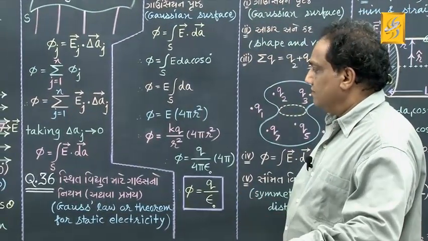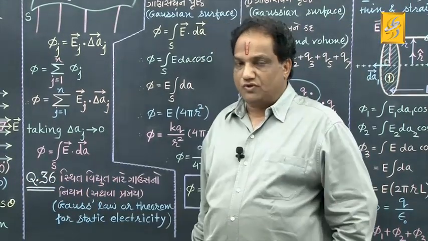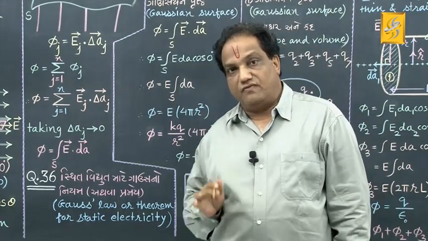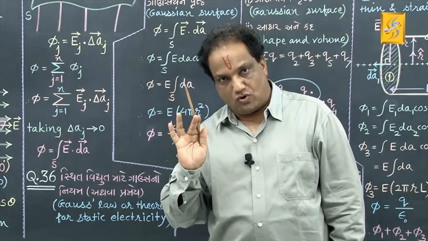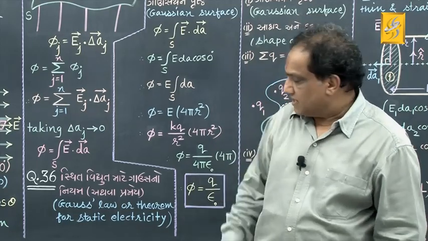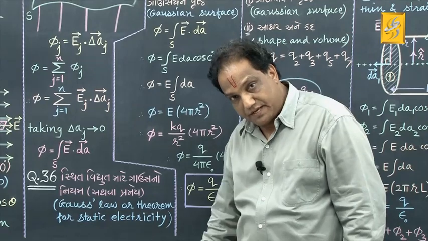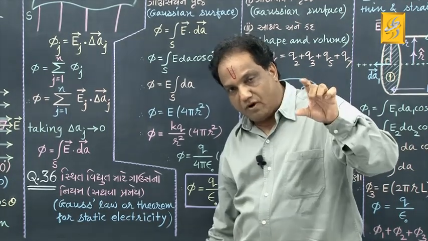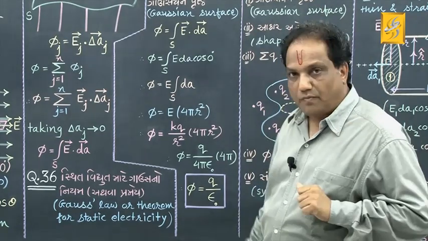Now we go for question number 36. It is about a very important law in physics. It is one of the fundamental laws in nature. It is Gauss law or Gauss theorem for static electricity. What is Gauss law for static electricity? Let us see. Let us obtain that law, and using that mathematical form, ultimately we will give the statement.